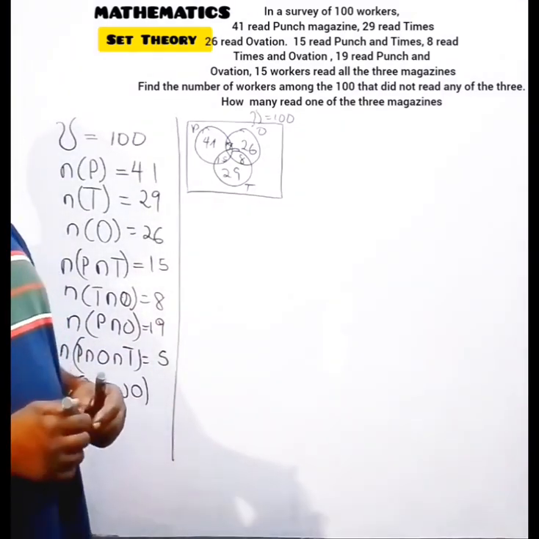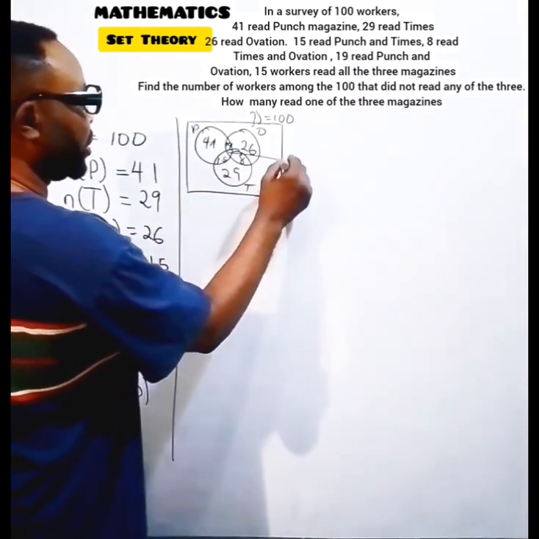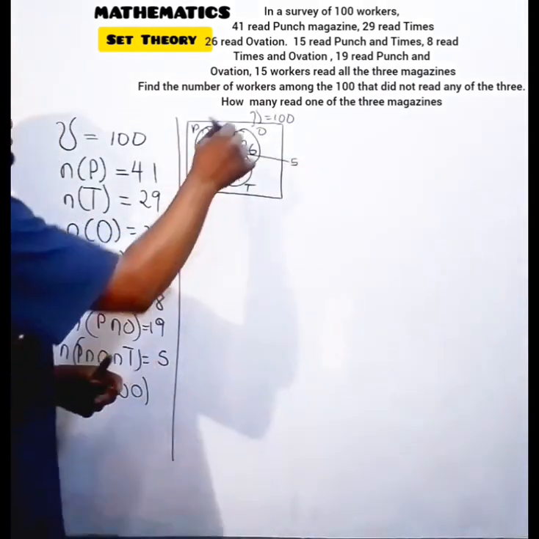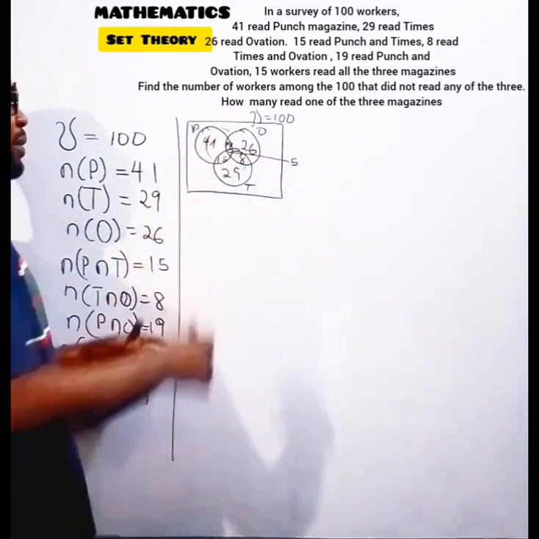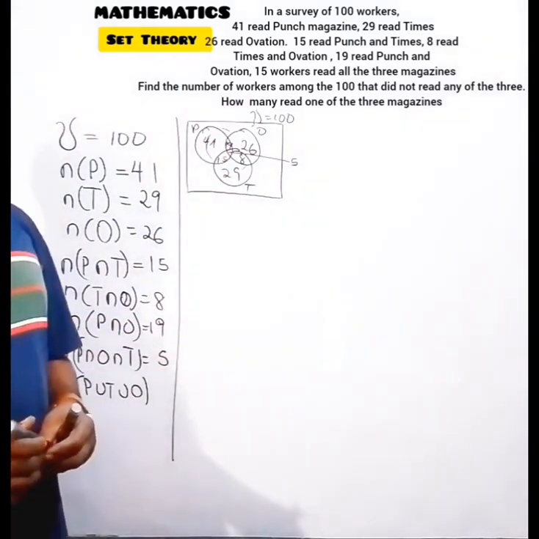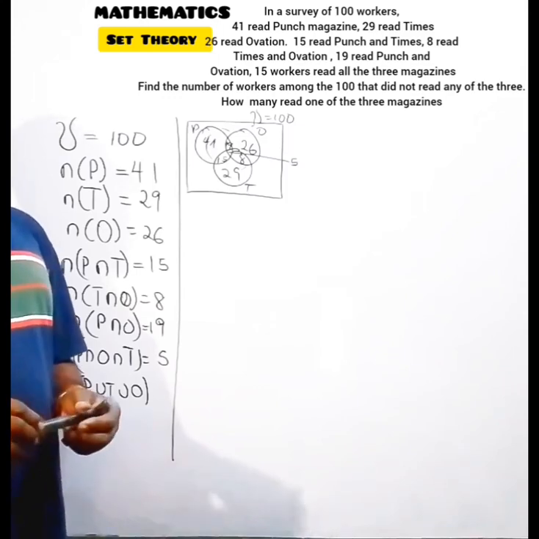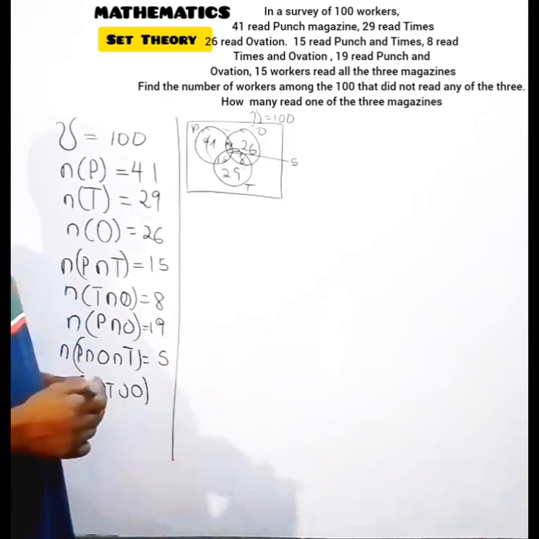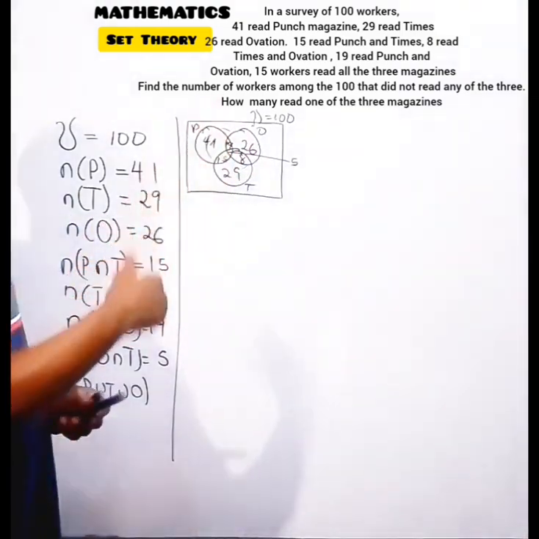Now, there is one that said that of all the 3, that is this position here, that's 5. So this whole set diagram has been filled up. Now, the first question that we have there is to find the number of workers among the 100 that did not read any of the 3 newspapers. So you can see what the question is and what answer you want to deduce from here.